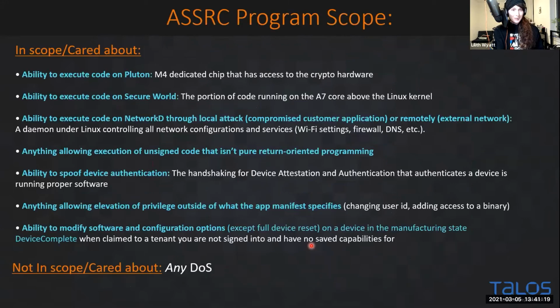It's not that important. But what is important is that for the Azure Sphere Security Research Challenge, there were quite a few things in scope. The main things they wanted to know are if you could get on Pluton or the secure world. I didn't care about this. The most interesting thing, in my opinion, was that anything allowing unsigned code execution that isn't ROP was considered a vulnerability. Like I said before, if you can take shellcode, put it on the device, and then execute it, it's considered a vulnerability. And that's something that's novel, that has not been done before.